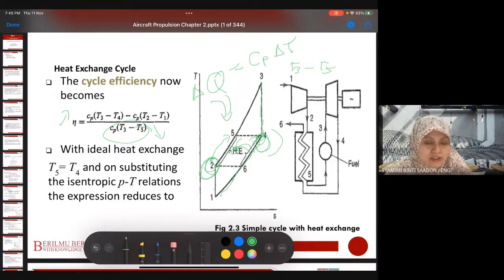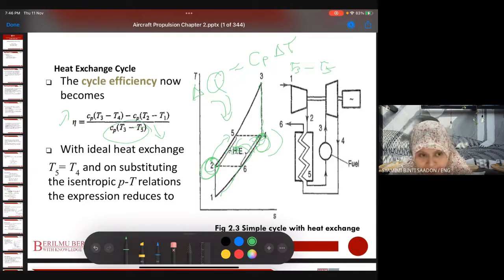So that is the function. So we reduce the need of using a higher amount of fuel, the heat source. With ideal heat exchange, T5 equals T4, and substituting the isentropic PT relation, the expression reduces to the following.